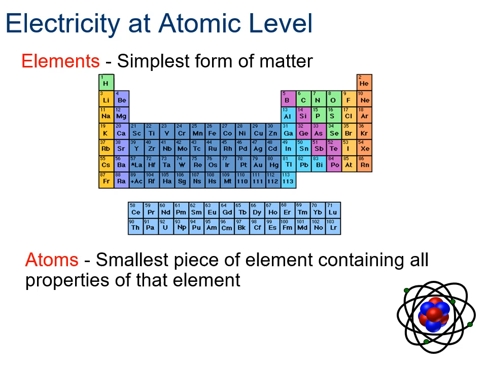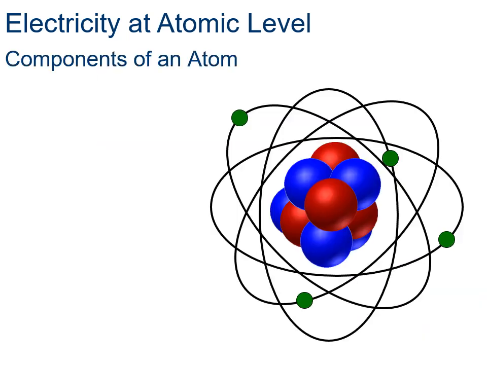On the right-hand side, you can see a model of the atom. In the center, this red and blue mass is the nucleus, and on the outside, these little green things are representing electrons, which are spinning around the atom. So those electrons are what cause electricity.